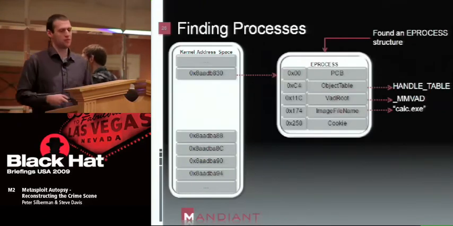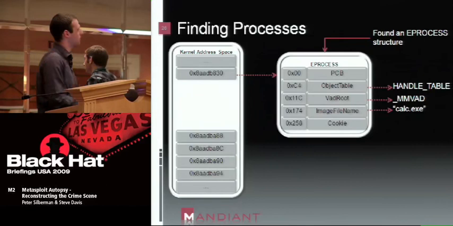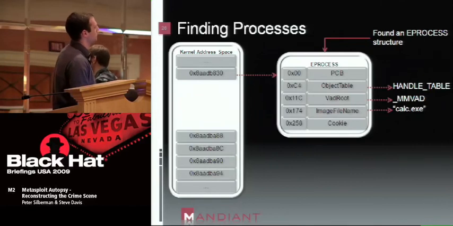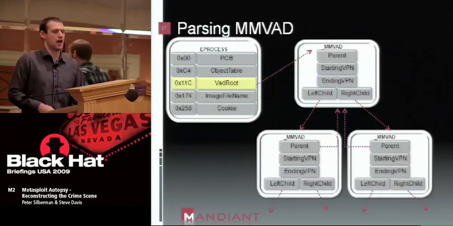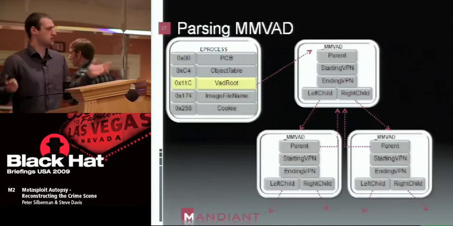Some of the interesting things that you can pull out are the image name, the virtual address root, which is actually what we want. You can get the handle table, things like that. So we get the virtual address descriptor out of this eProcess, and then we walk it like a tree. It's just a binary tree.